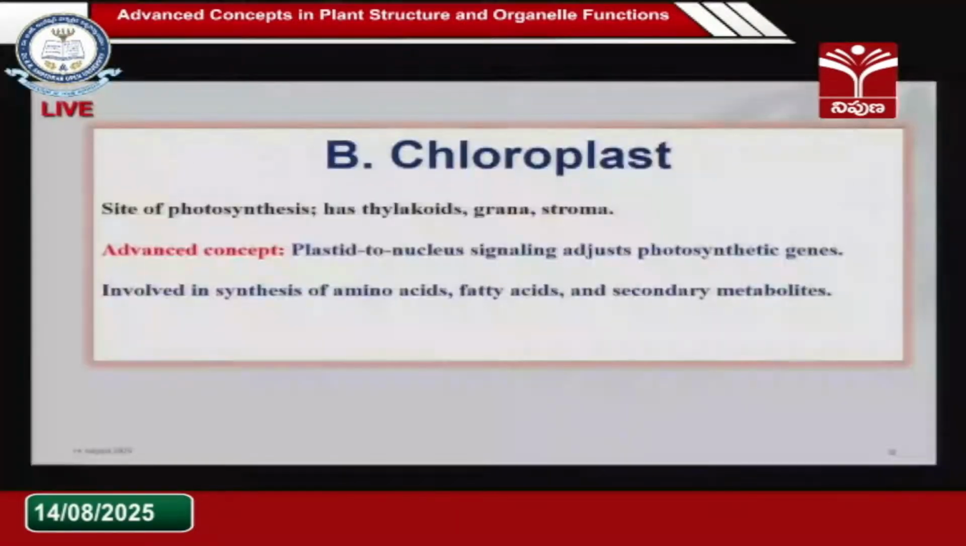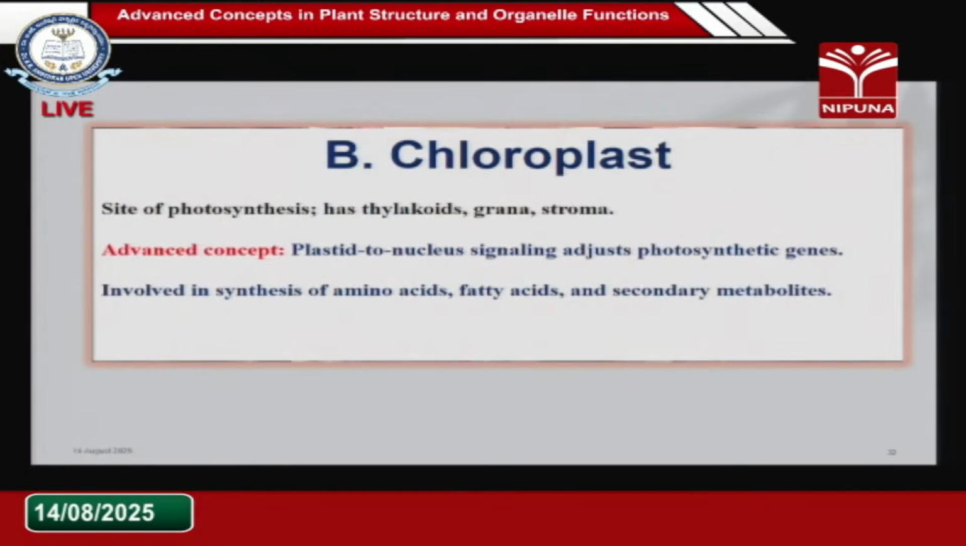So what is the advanced concept of this chloroplast? This is the plastid to nucleus signaling adjustment in photosynthetic genes, and it is also involved in the synthesis of amino acids, fatty acids and secondary metabolites. Why can we say it is involved in the synthesis of amino acids, fatty acids and secondary metabolites?